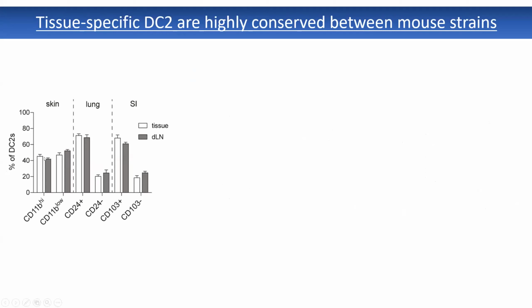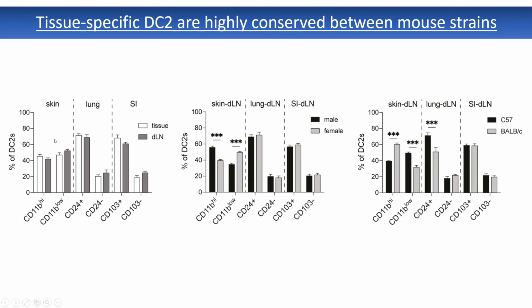And again, we could observe that these populations were present at a constant rate, suggesting that they develop in accordance to tissue-specific signals and then migrate at a constant rate at the steady state to the draining lymph nodes. We also looked into male and female mice, so this was on a black 6 background, and we observed that although there were small changes observed in the skin, overall these populations were also observed independent of the sex of the mice.